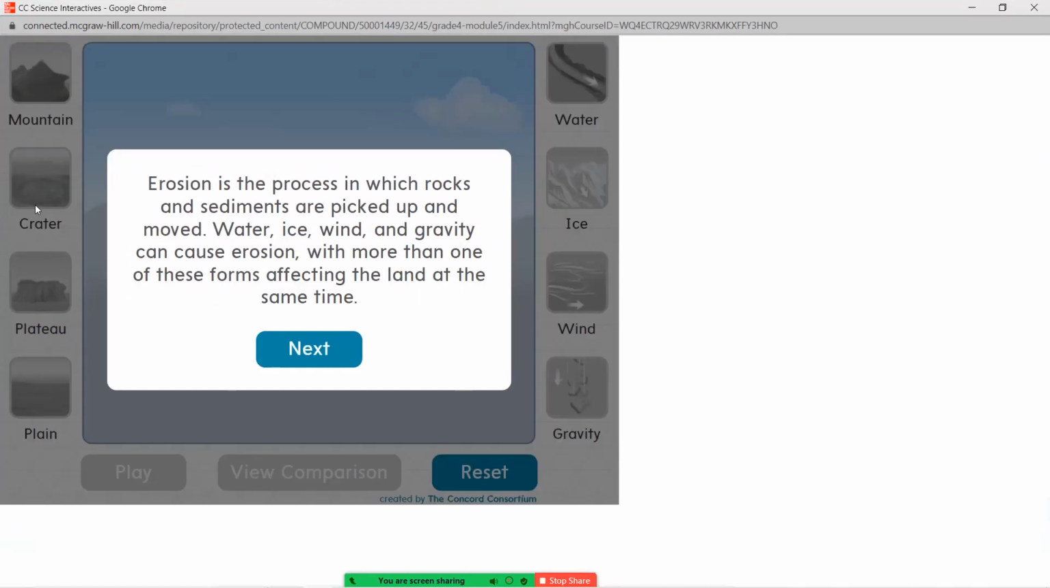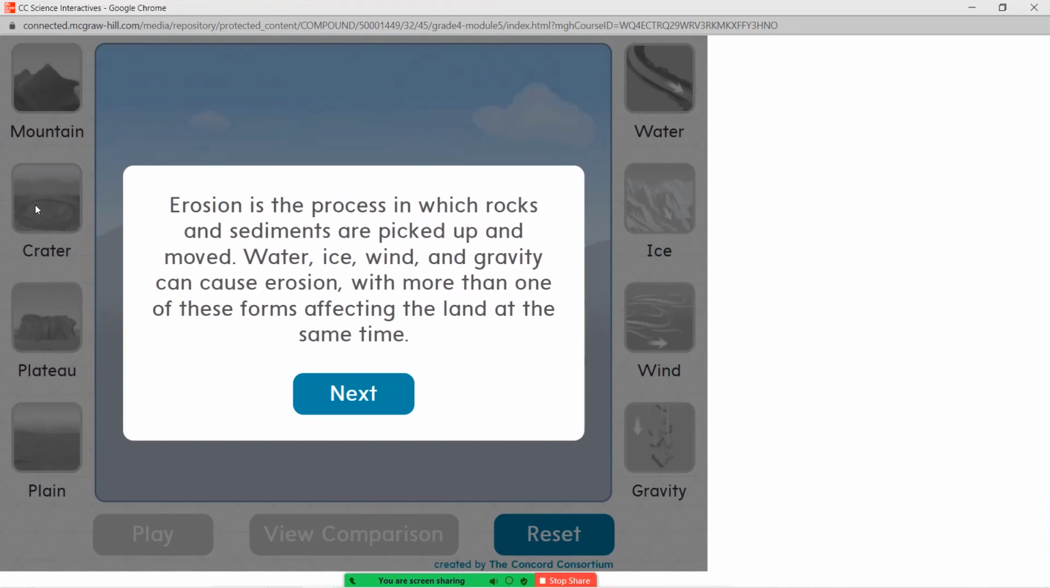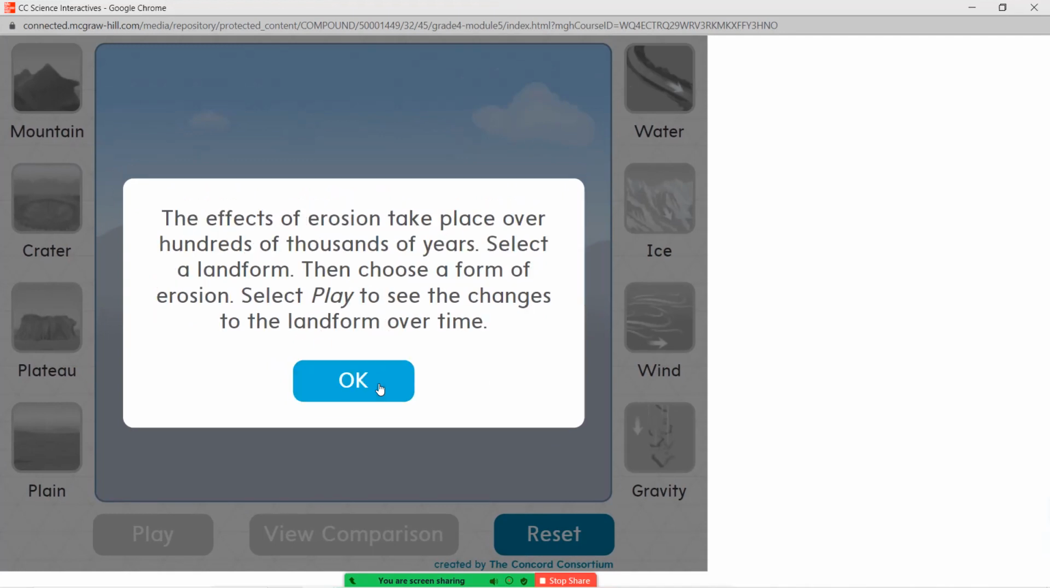Okay, erosion is the process in which rocks and sediments are picked up and moved. Water, ice, wind, and gravity can cause erosion, with more than one of these forms affecting the land at the same time. The effects of erosion take place over hundreds of thousands of years. Select the landform and then choose a form of erosion. Select play to see the changes to the landform over time.